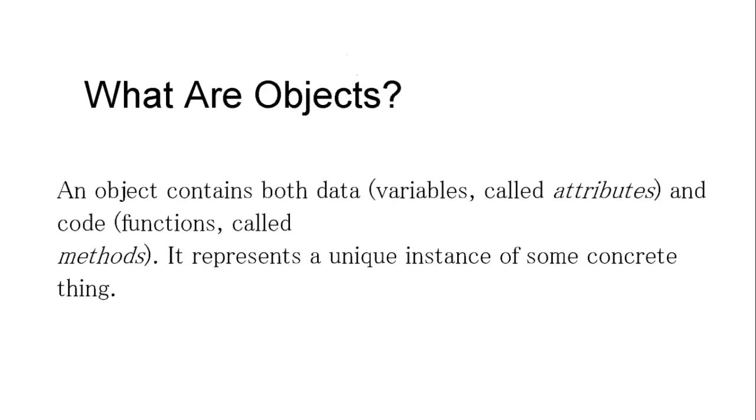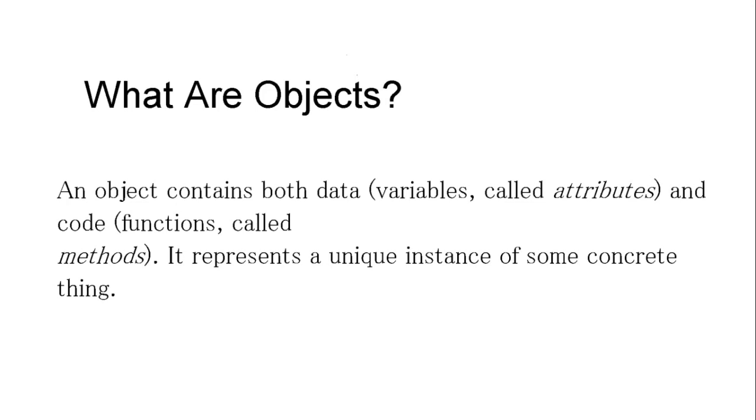The only time you need to look inside an object is when you want to make your own or modify the behavior of existing objects. You will see how to do both in this lecture. An object contains both data and code, called methods. It represents a unique instance of some concrete thing. For example, the integer object with the value 7 is an object that has methods such as addition and multiplication. This means there's an integer class in Python to which both 7 and 8 belong.